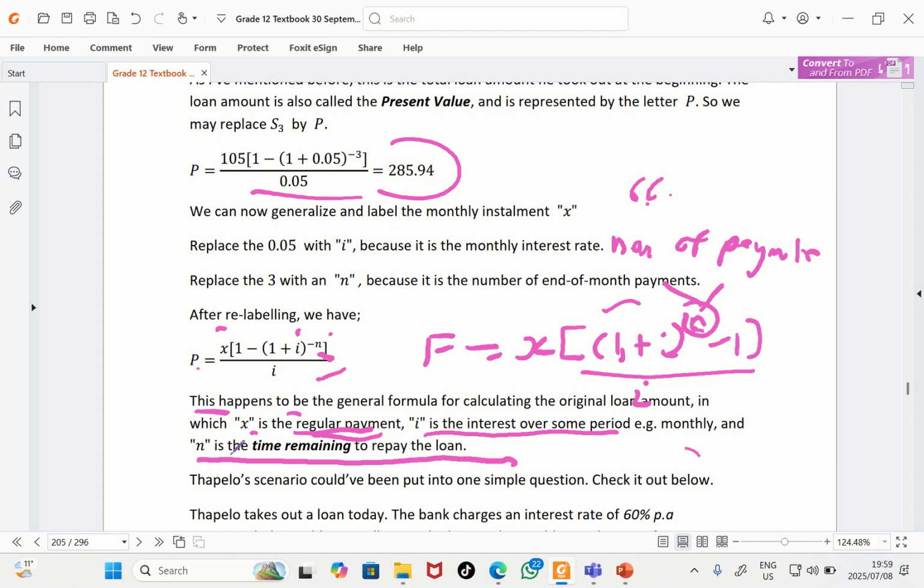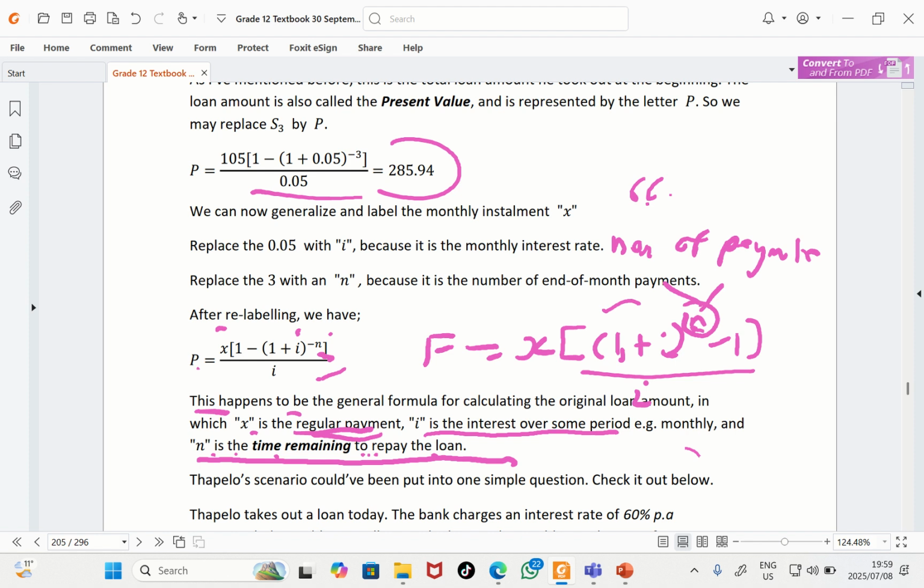For present value, N means the time remaining to repay the loan. Another way to look at it is the number of periods until the last payment on the loan. I repeat, it is the number of payments that are left.